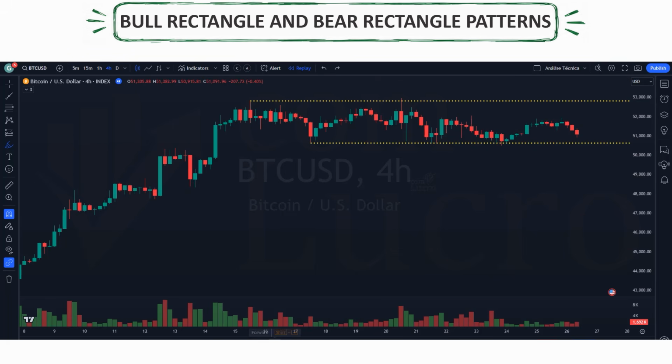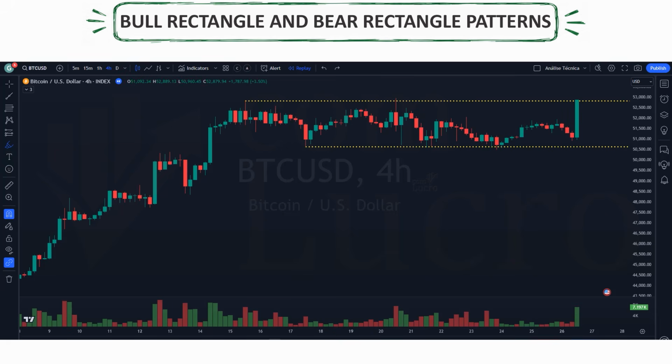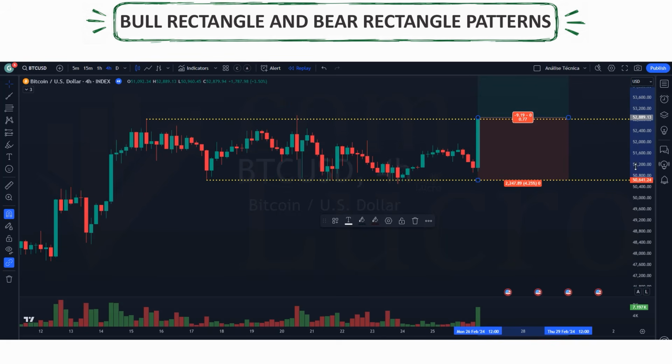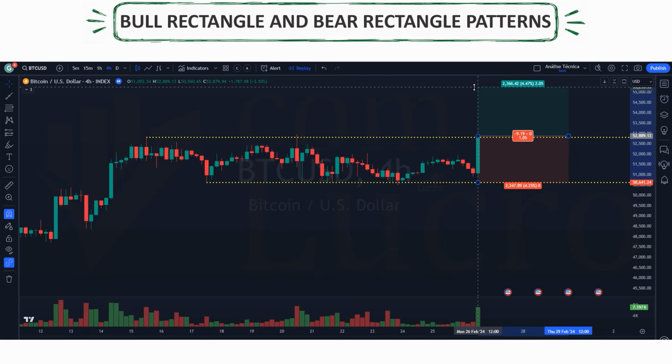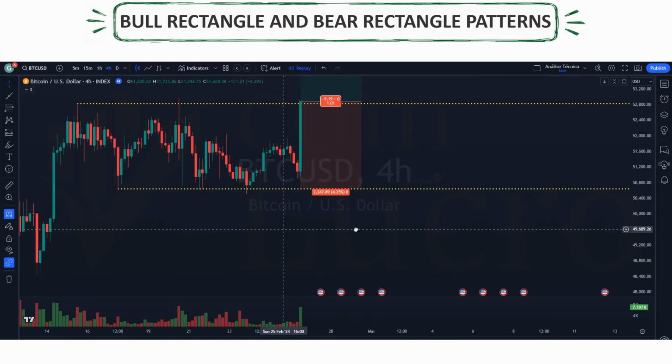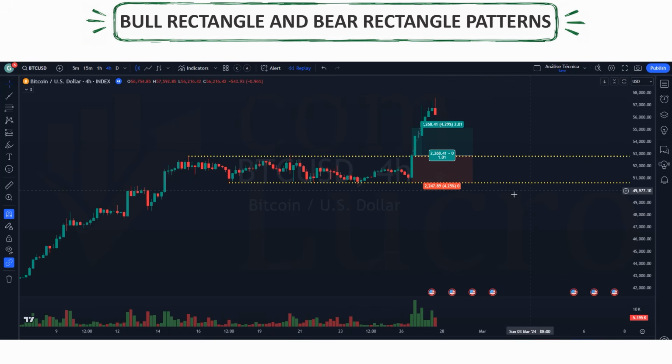As the price approaches the upper boundary of the rectangle, watch carefully. Once it breaks through this resistance level, the bullish rectangle is confirmed, signaling that the uptrend is likely to continue. Traders often look for these breakout points to enter long positions and capitalize on the continuation of the bullish trend.